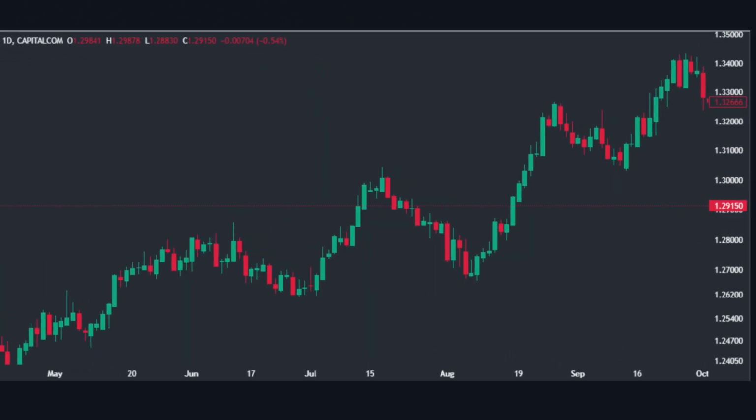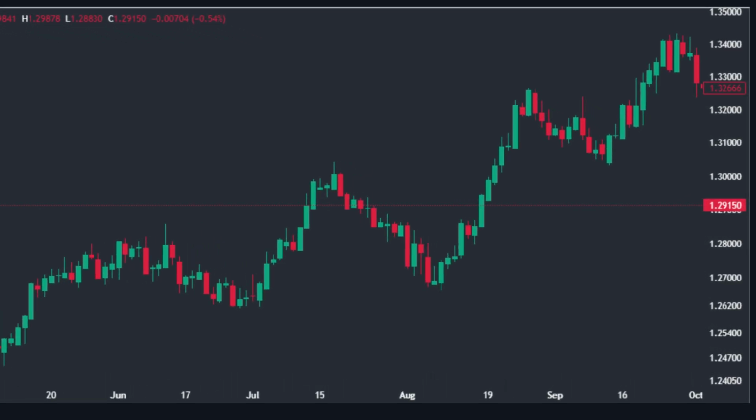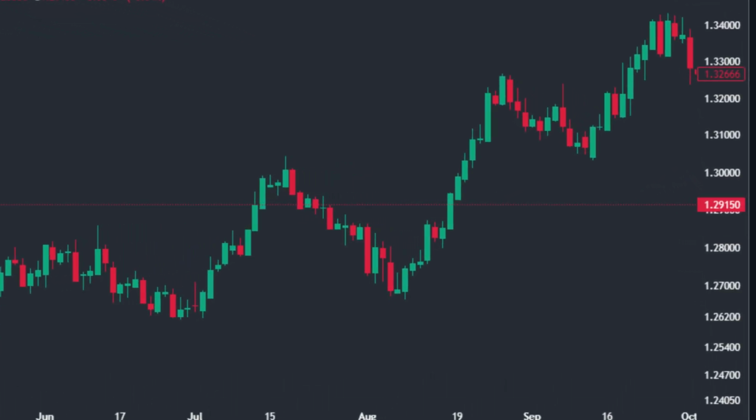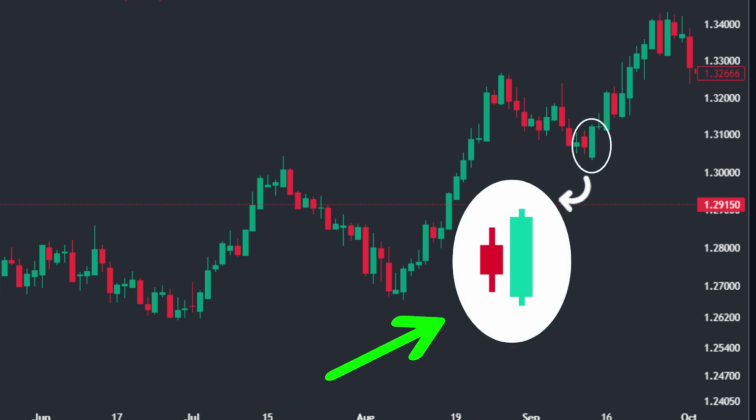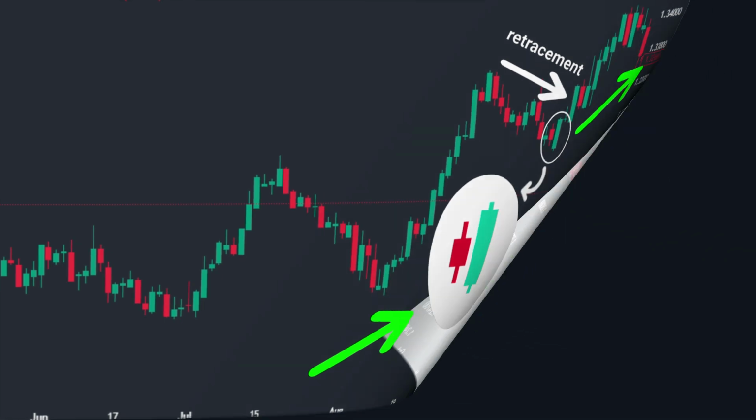Example: this GBP/USD chart provides an excellent example of a bullish engulfing pattern. The prevailing trend is upward, and the pattern forms at the end of a retracement. It begins with a red candlestick, followed by a large green candlestick that completely engulfs the body of the previous one. This pattern signals the end of the pullback and the resumption of the uptrend. As seen in the chart, the bullish trend continued after the formation of this pattern.